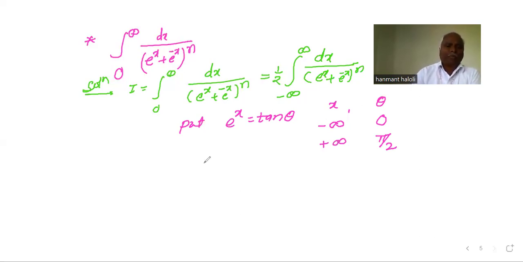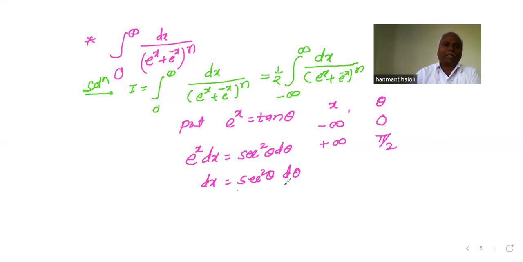Now by this substitution, e raised to x into dx, by differentiating both sides, we get sec square theta d theta. Therefore, dx equal to sec square theta d theta upon e raised to x, and e raised to x means tan theta.